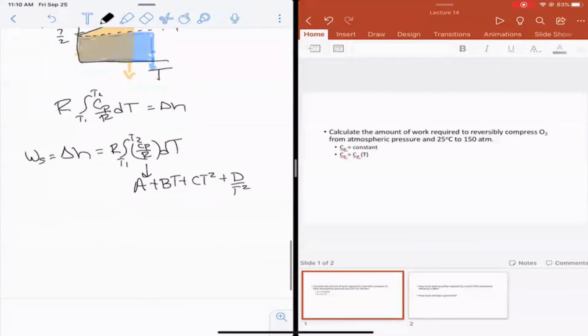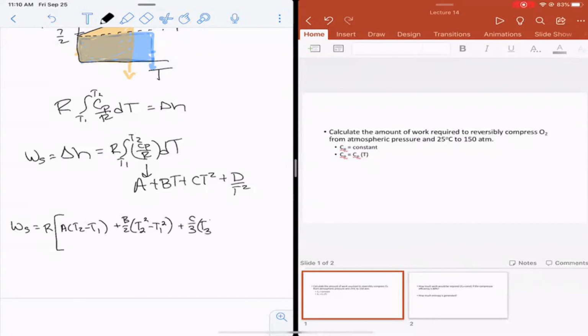And we've taken that integral a couple of times now, right? That has to be R, which is 8.314, times A times T2 minus T1 plus B over 2 times T2 squared minus T1 squared plus C over 3 times T2 cubed minus T1 cubed, minus D times 1 over T2 minus 1 over T1.